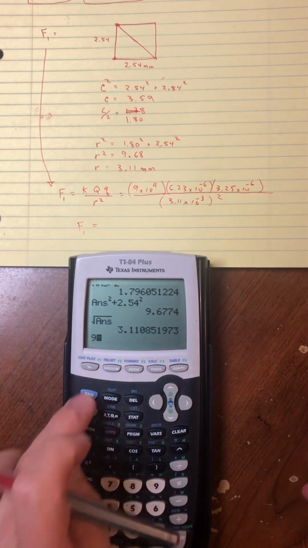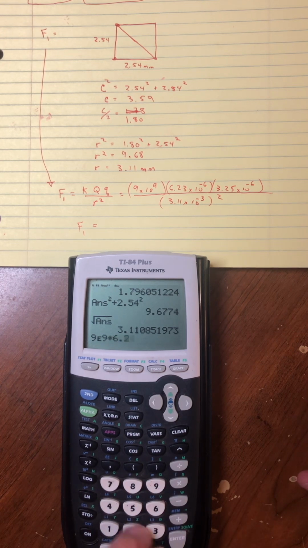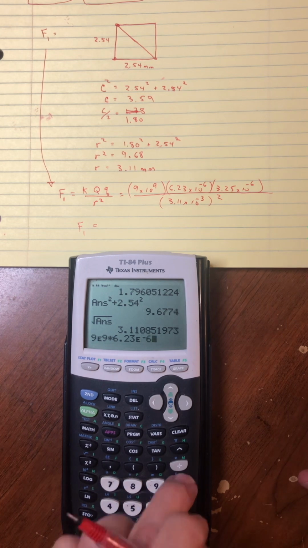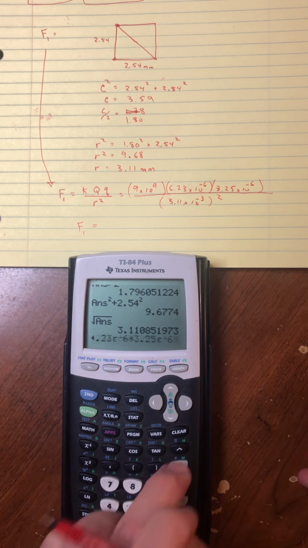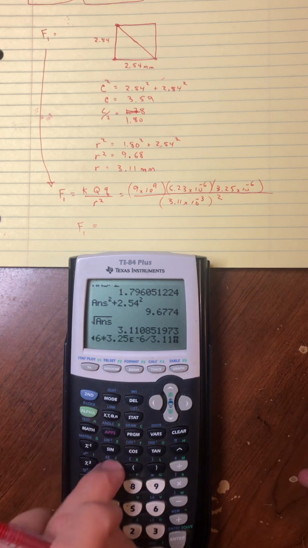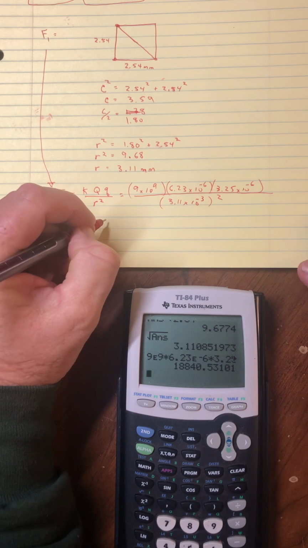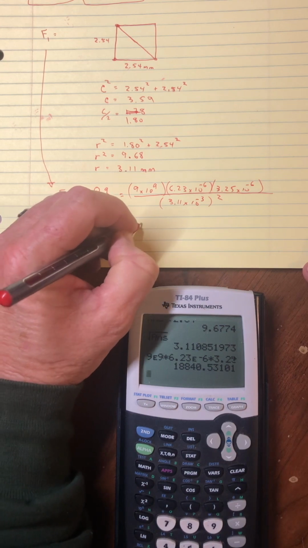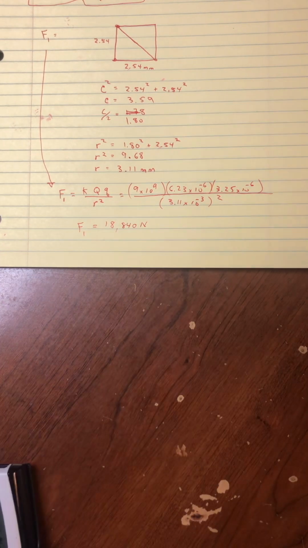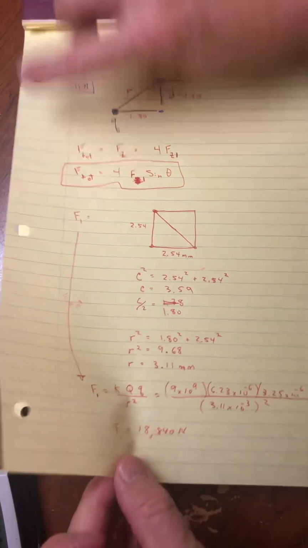So grabbing my calculator, 9 times 10 to the 9th times 6.23 times 10 to the negative 6, 3.25 times 10 to the negative 6, divided by 3.11 times 10 to the negative 3 quantity squared, gives me a force of 18,840 newtons. Now, like I said, that's the magnitude, so that's going to go back into that equation. Looks like I'll need another piece of paper here.